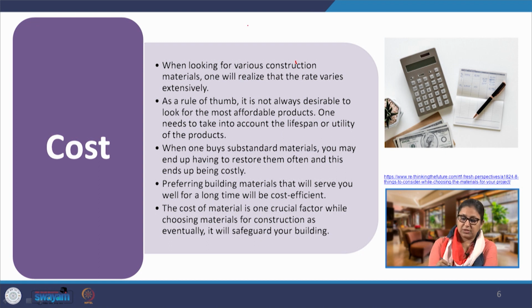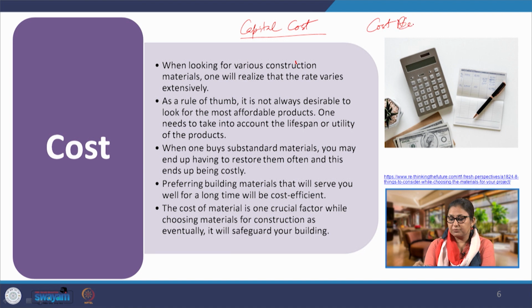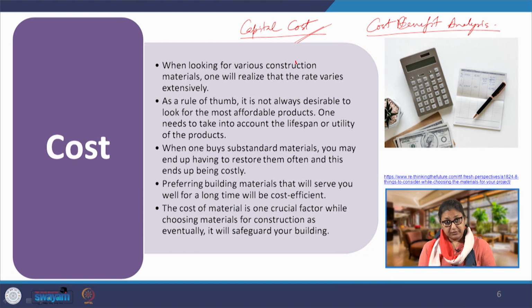So, two costs we are looking at. We are looking at the capital cost, but at the same time we are also looking at cost benefit analysis. So, we look at both these things, not just the upfront cost, the capital cost, but also the cost benefit analysis, that over the years what is going to benefit me. But often we neglect this cost benefit analysis because the building is being constructed by one party and it is going to be used by another party in most of the cases.